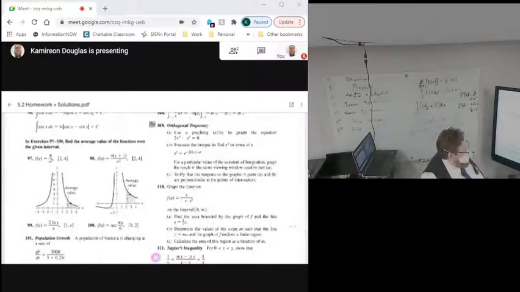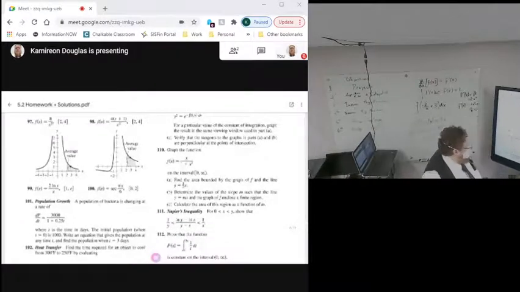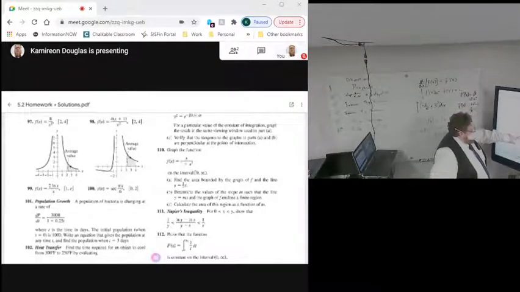And we did the average value questions yesterday. Don't forget the modification is 1 over b minus a in front of the integral. And then 99, you said just use ln of x as your u, just like we did with number 21, because again, the derivative is 1 over x. We have 1 over x in the problem.